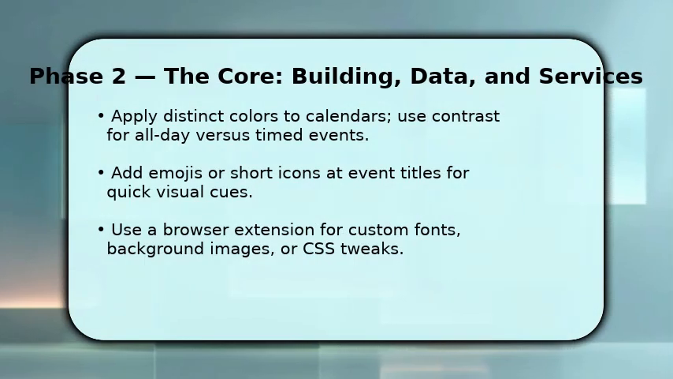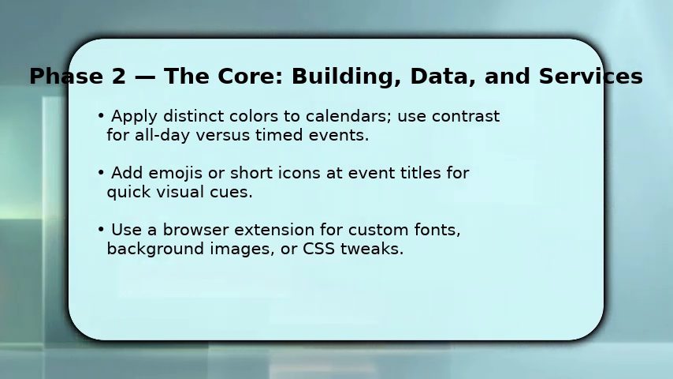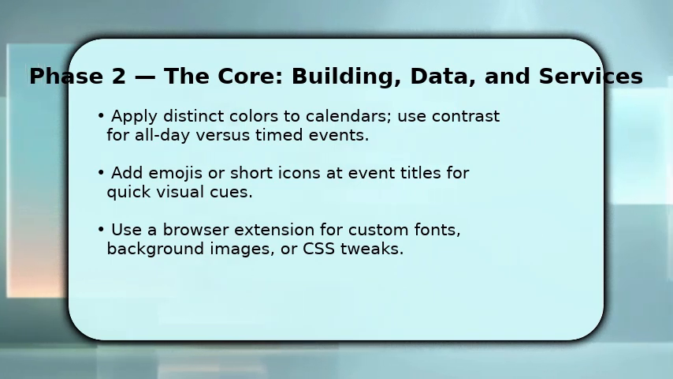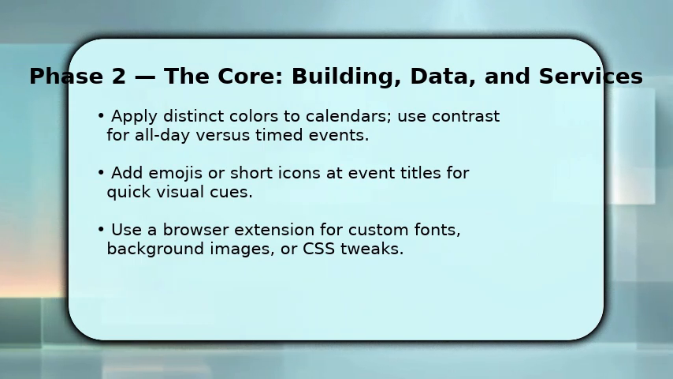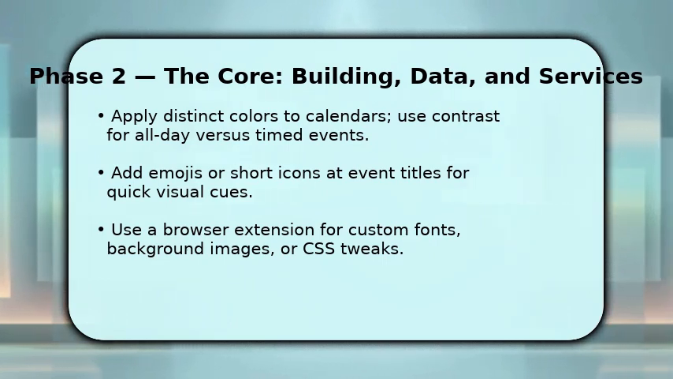Now design the look. Assign high contrast colors for timed events and softer hues for all-day items so you can scan quickly. You can add emojis or single-letter icons at the start of event titles to create visual anchors. This helps you find types at a glance. For deeper changes, fonts, background, spacing, install a reputable browser-style extension and apply a simple custom CSS snippet. Make sure to test one change at a time to avoid layout breakage.